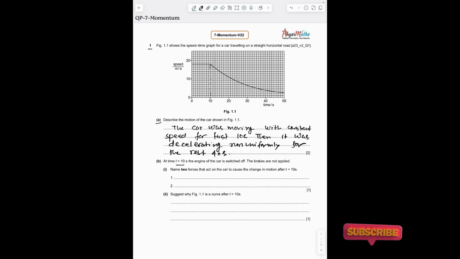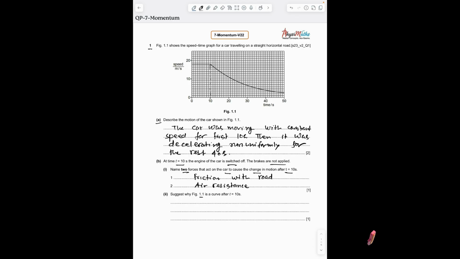At time t equal to 0, the engine of the car is switched off and the brakes are not applied. Name two forces that act on the car to cause the change in motion after t equal to 10 seconds. So number one is definitely the resistive forces, because the motion of the car is actually decreasing, that means it's decelerating. So one is friction with the road, it actually reduces because speed decreases. Then the air resistance also changes, so they are asked to mention the name.